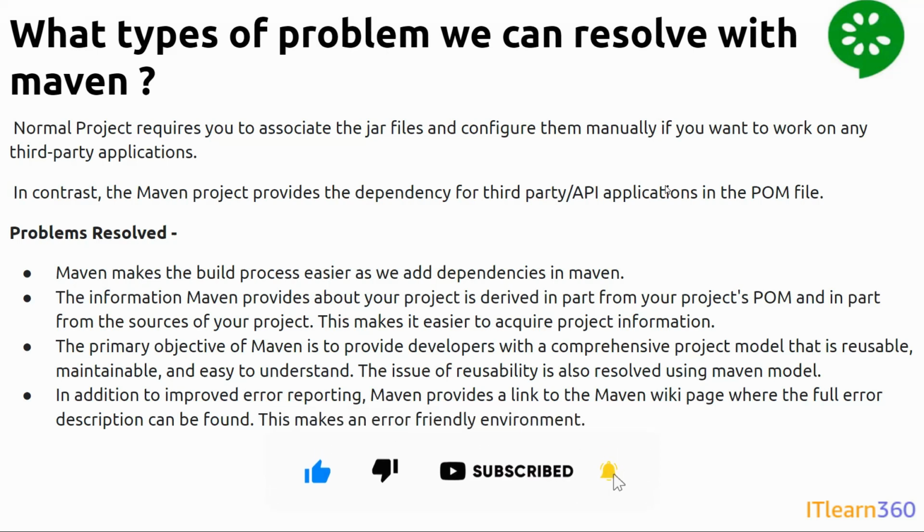But the best part of Maven is the error resolving part. If you come across any errors and you are not familiar with them, you can easily visit the Maven wiki page, where you will find full error descriptions, and you can easily resolve them. This makes the environment friendly. If we are working on a project structure and it is easy to resolve the errors, then half your work is done. That's the main part that Maven focuses on. The configuration process is easier than any other structure you talk about. So mostly, while writing projects, we refer to the Maven project structure.